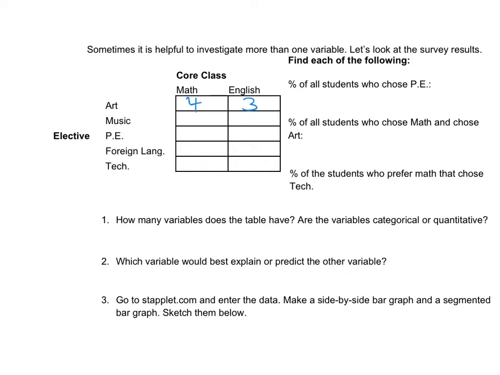Out of the music people, there were 6 of them. 5 chose math and 1 chose English. PE, all 7 chose math. Nobody chose English. Foreign language was 1 and 1, 2 people who chose foreign language. And then technology, remember, there were 3, and all 3 chose math. Okay, so there's our chart.